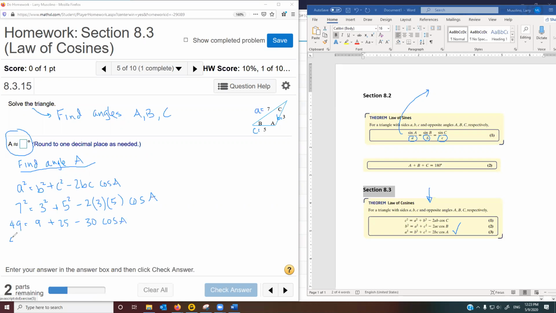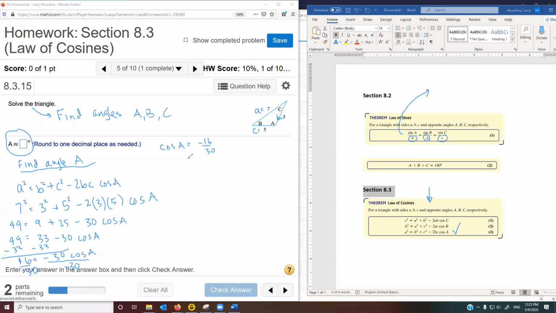Okay, let me keep going. 9 plus 25 is 33. Let me subtract 33 from both sides. And that looks like 16 equals negative 30 cosine A. And remember, I want to get cosine A by itself. So I'm going to divide both sides of this equation by negative 30. So I'm ending up with cosine A equals negative 16 over 30.